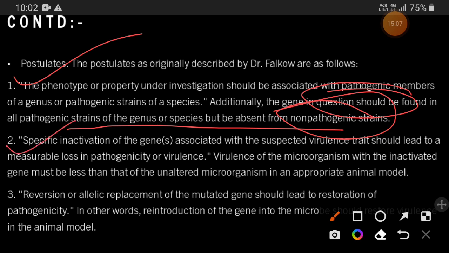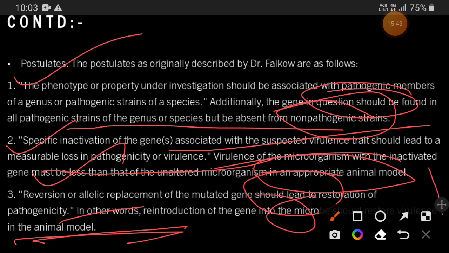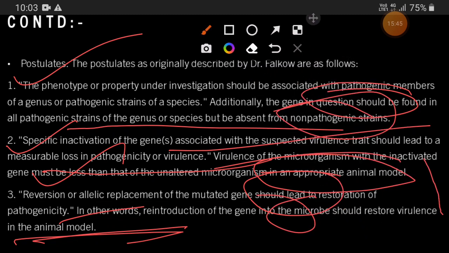Again, specific inactivation of the gene associated with the suspected virulence trait should lead to a measurable loss in pathogenicity or virulence. Okay, the virulence of the microorganism with the inactivated gene should be less than that of the unaltered microorganism in an appropriate animal model. Again, the reversion or allelic replacement of the gene should restore the pathogenicity. In other words, reintroduction of the gene into the microbes should lead to pathogenicity restoration in the animal model.